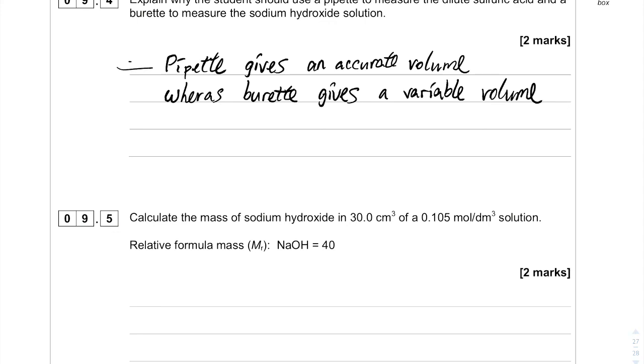So the pipette is important because you want your test liquid of unknown concentration to have the same number of moles every time, which means that you need the same volume every time. The sodium hydroxide solution, however, is a given concentration, which means that you want to change its volume in order to get more information out of the system. So basically it's just a question to talk about the difference between burette and pipette.